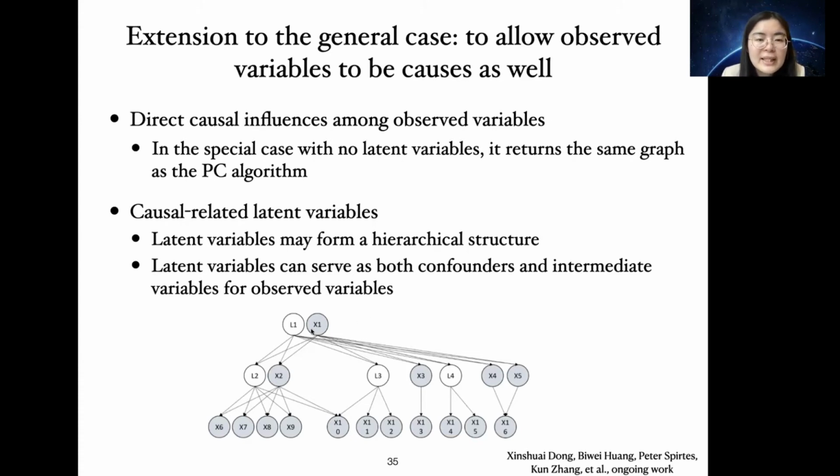Okay, so in this work, we allow causally related variables as well. The latent variables may form a hierarchical structure, as in the work we just discussed. Furthermore, the latent variables can serve as both confounders and intermediate variables, or both causes and effects for the observed variables.